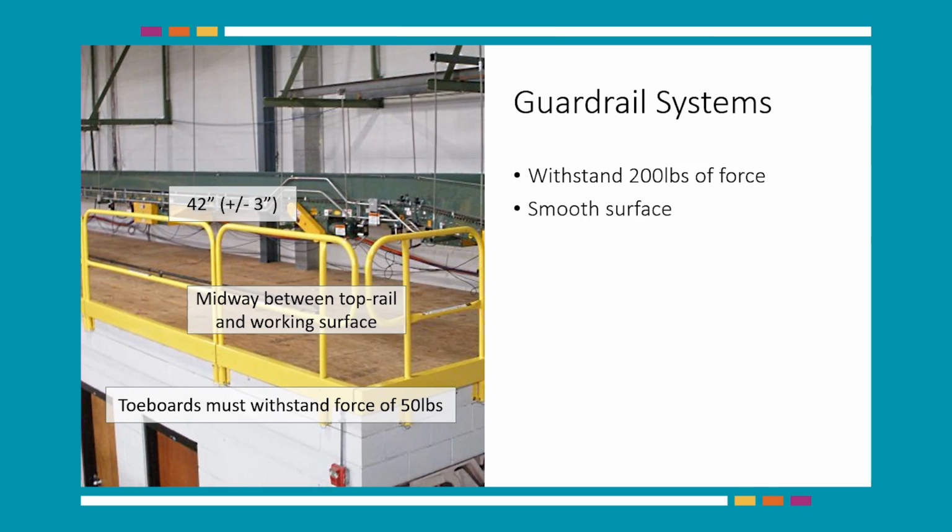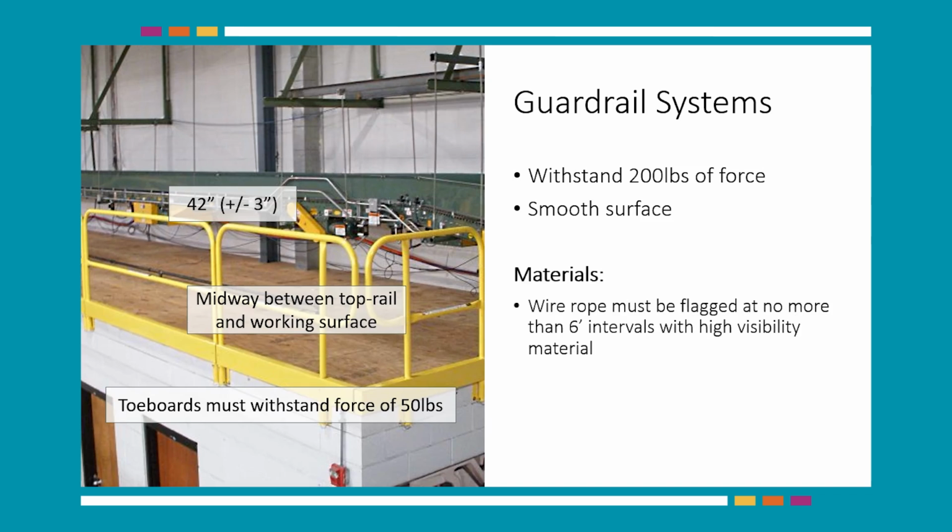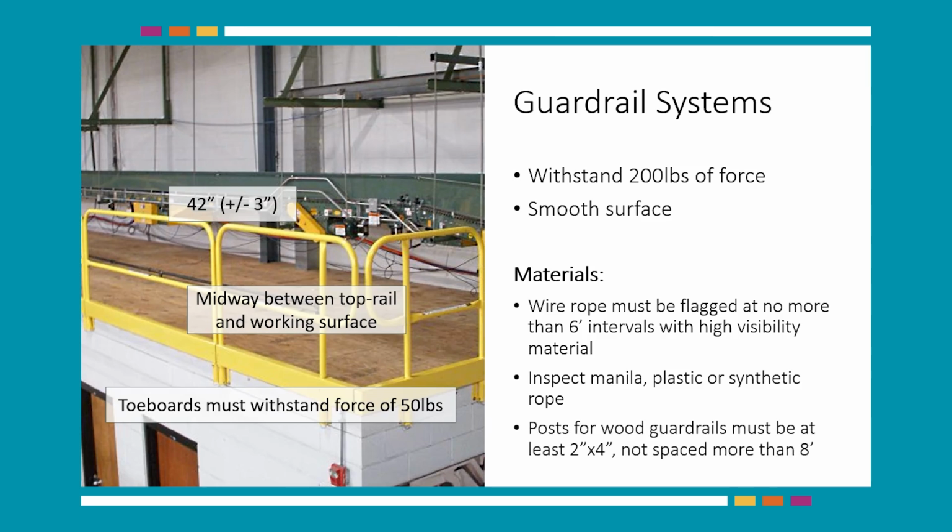The surface must be smooth as to not injure workers or snag on clothing or materials. If wire rope is used for top rails, it must be flagged at no more than 6-foot intervals with high visibility material. Manila, plastic, or synthetic rope used for top rails or mid-rails must be inspected to ensure its strength and stability. If wood guardrails are used, the posts must be at least 2 inches by 4 inches, and the lumber should not be spaced more than 8 feet apart.